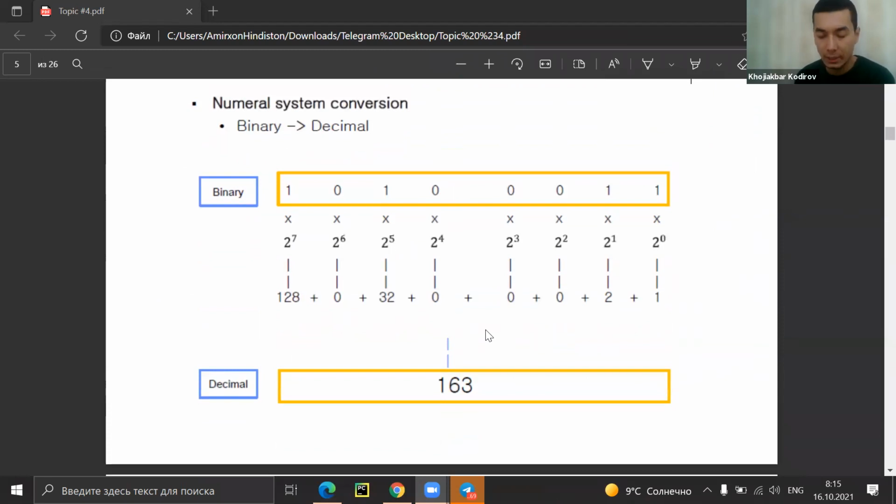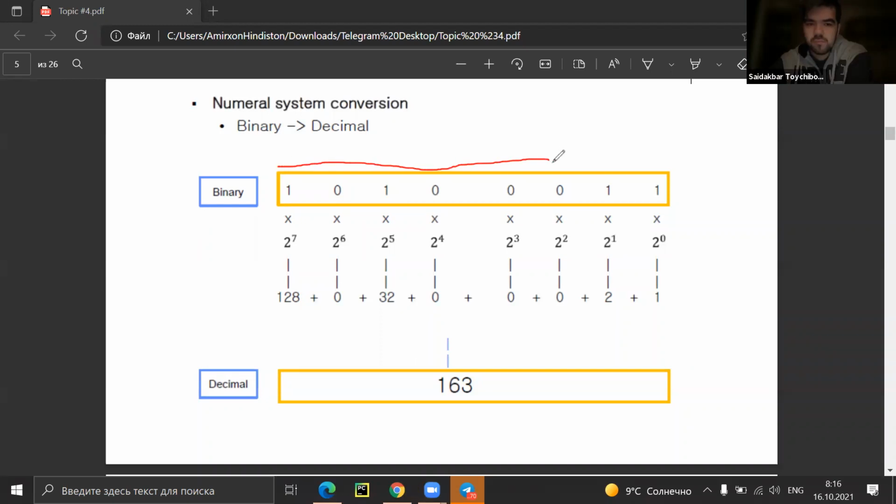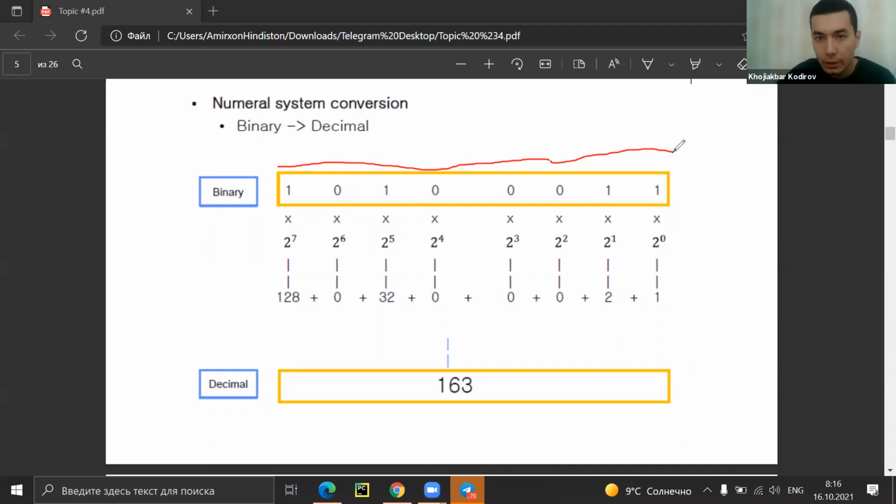Okay, how can we turn binary numbers into decimal numbers? Let's imagine we have a binary number that consists of these digits: 1 0 1 0 0 0 1 1. How can we turn it into decimal? In order to turn it into decimal, we use the powers of two representation.